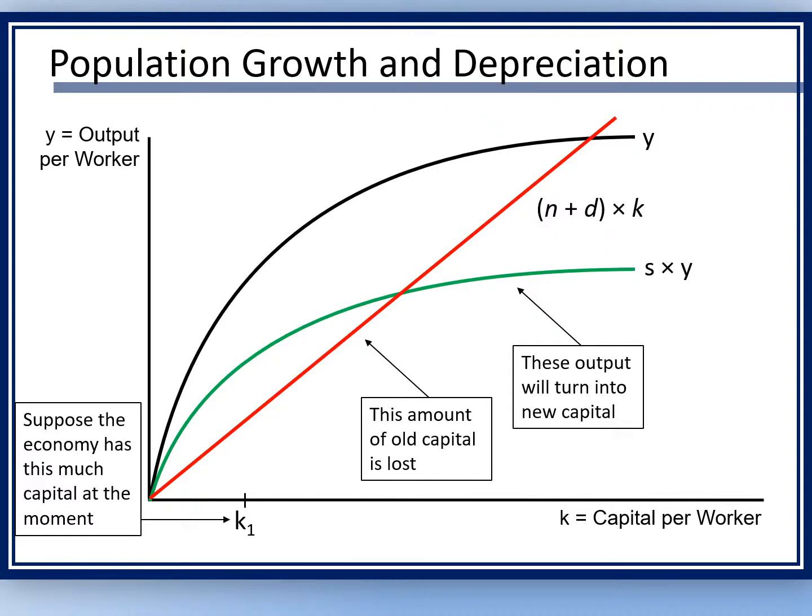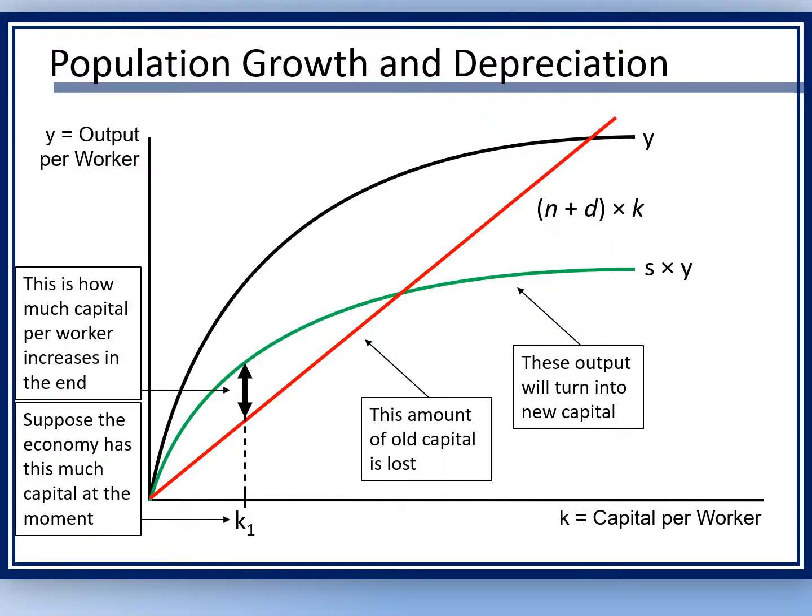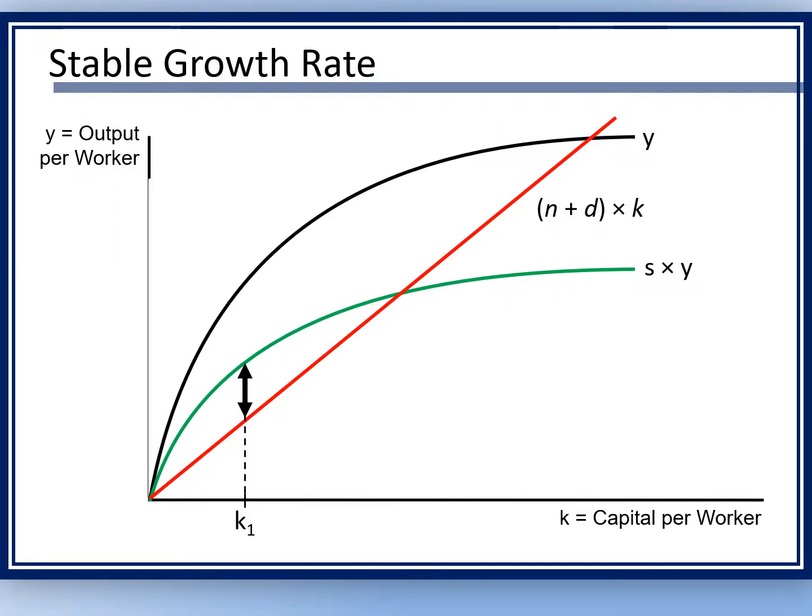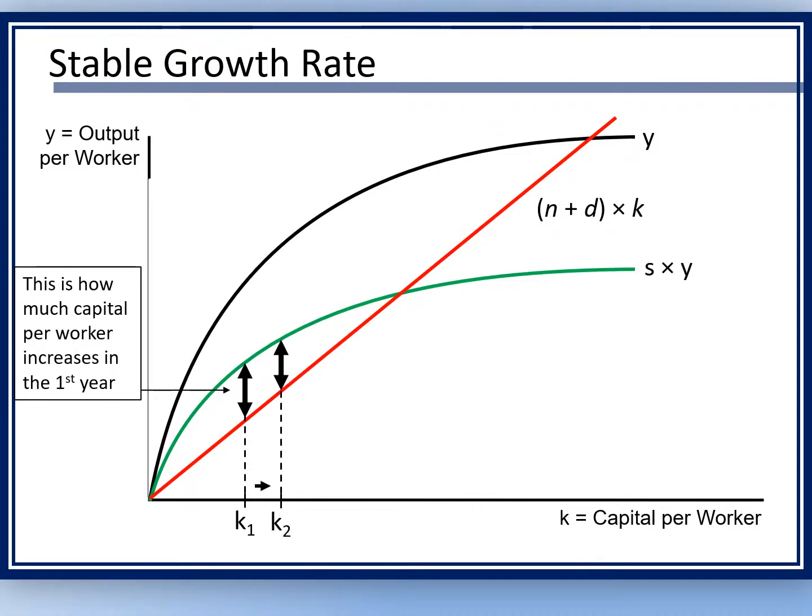Let's say we're right here, K1, that's how much capital per worker we have in the economy at the moment. You can see that at this point, we are actually saving more than we are losing, right? The green line is higher than the red line. That means that the amount of investment we make is more than enough to compensate for the growth of population and depreciation. That means we'll get richer next period in terms of how much capital we have per worker, right? So the difference between the green line and the red line gets saved and invested. In the next period, there you go, we become richer per person in terms of capital per worker.